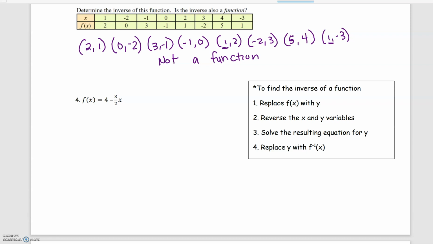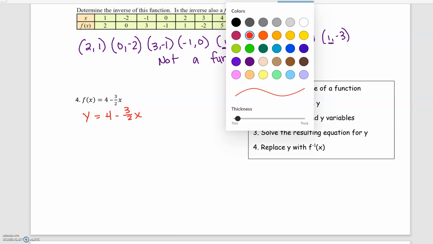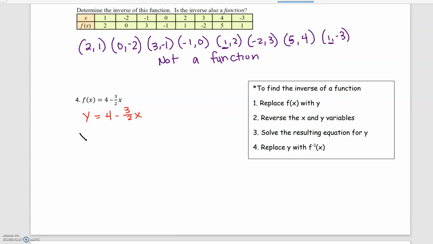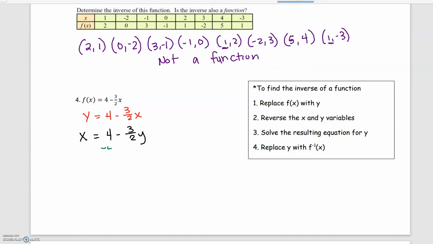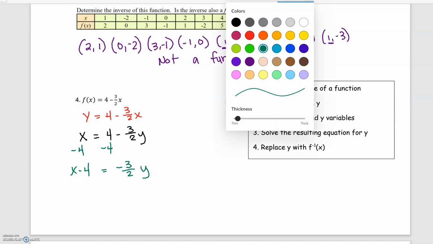Okay, so let's go ahead and do it. Let's replace that with a y. Now we need to switch our x and our y. So this becomes x, and that becomes y. And now we're going to go ahead and solve, get y alone. So the first thing we need to undo is this 4 with subtraction. And then how do we undo a fraction? We multiply by its reciprocal.